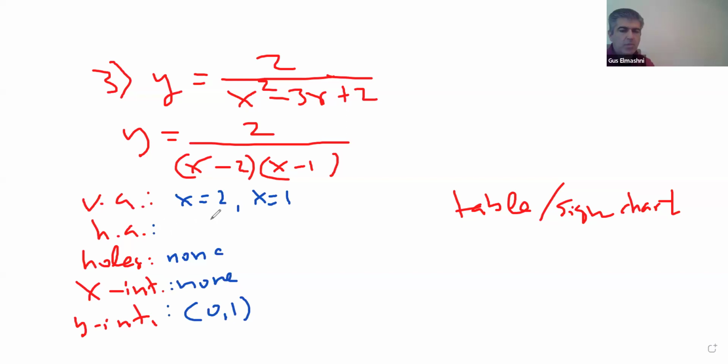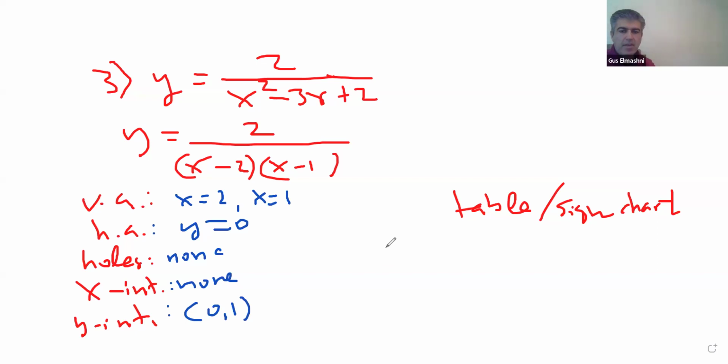The HA is y equals 0. And there's three cases. When the bottom has a higher exponent, y equals 0, because when x gets really big, y goes to 0. If the degrees are equal, it's the ratio of the leading coefficients. And if the top is a higher degree, there's no horizontal asymptote. Then you'd have a slant asymptote, but we'll cross that bridge when we come to it. Actually, it looks like we don't have to deal with that. So it looks like your teacher kept it simple.